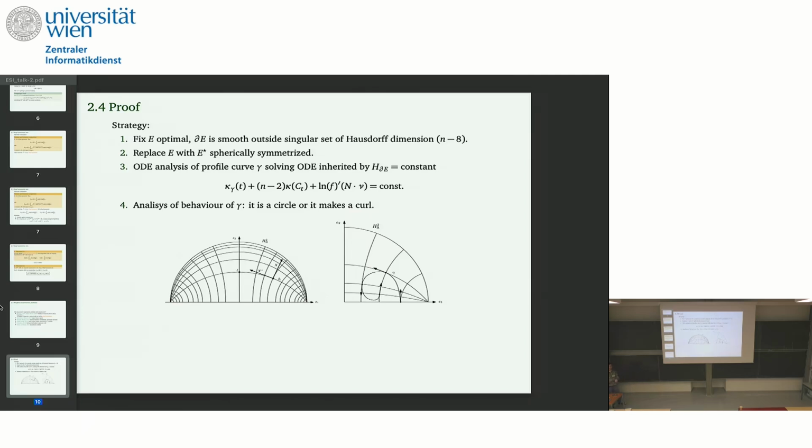And now you perform a spherical symmetrization. What does it mean? It means that you take centered spheres. The center here is a bit off. Let's put it here. Okay. And you intersect the spheres with your set E. And then you look at the intersection of those spheres with your set.